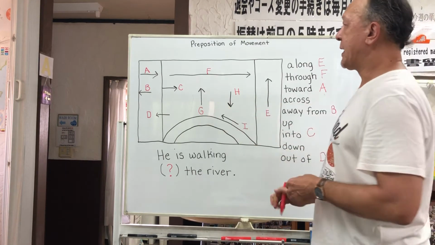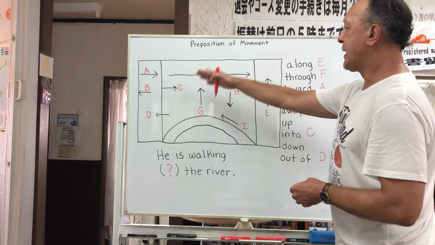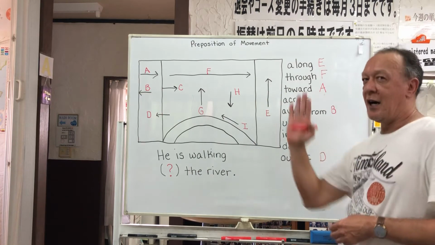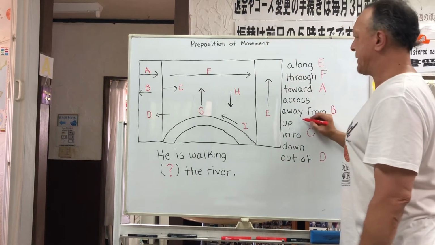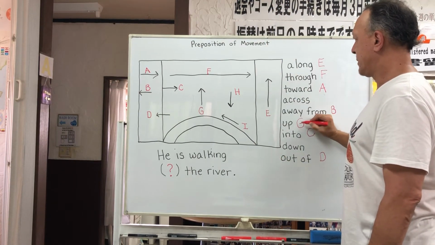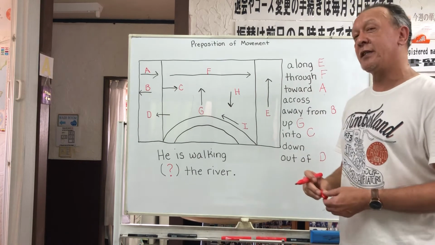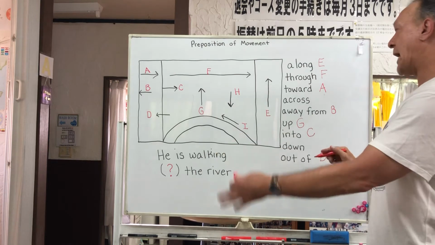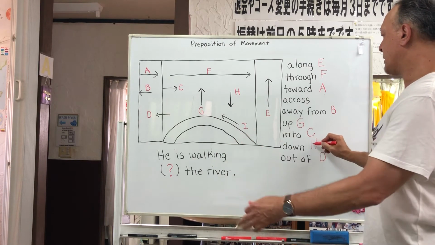G. Again, in the river, he is walking up the river. And of course, the opposite of the movement of up, H: he is walking down the river.